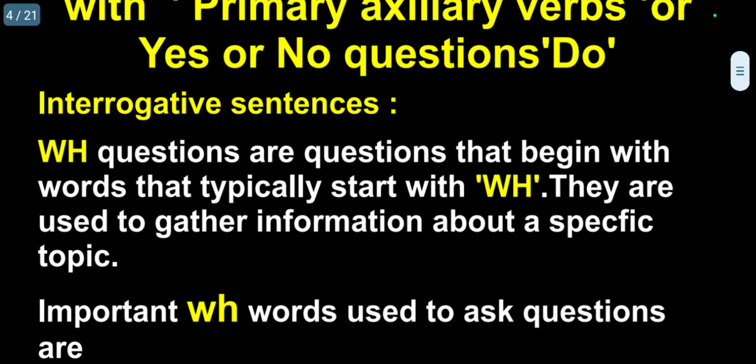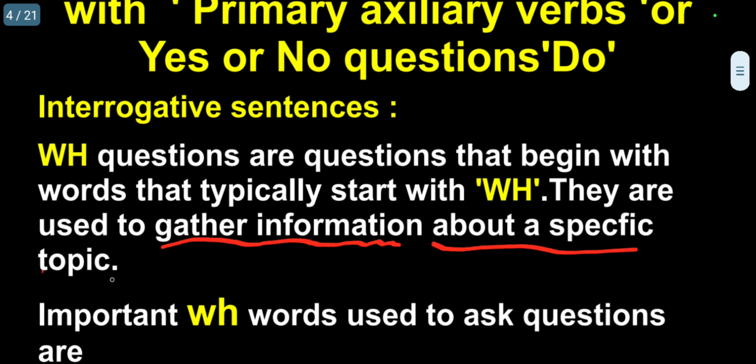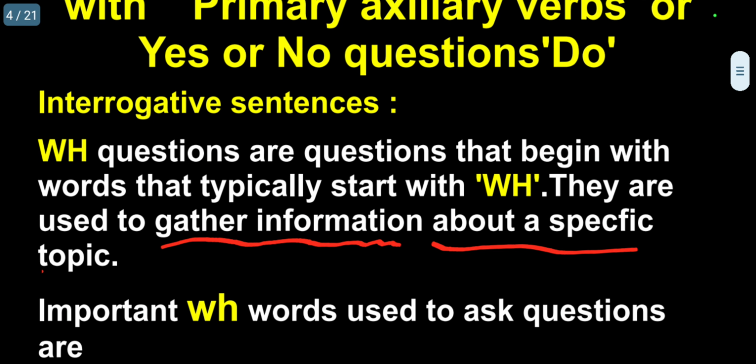Now, under interrogative sentences, specifically WH questions, I want to give some information. WH questions are questions that begin with words that typically start with WH. They are used to gather information about a specific topic. A particular topic you want to know, to gather information. Now, you can raise questions using WH.